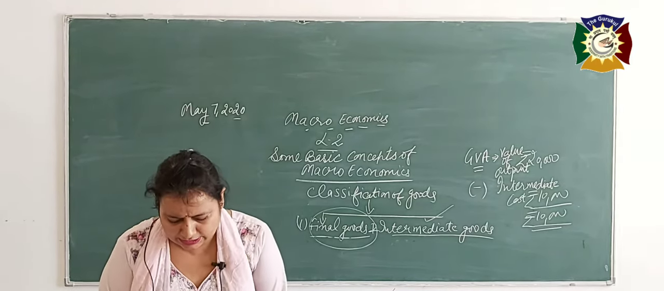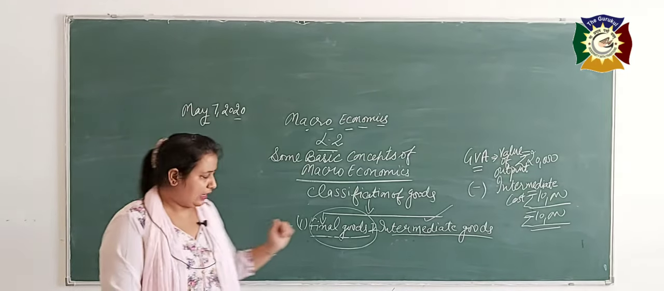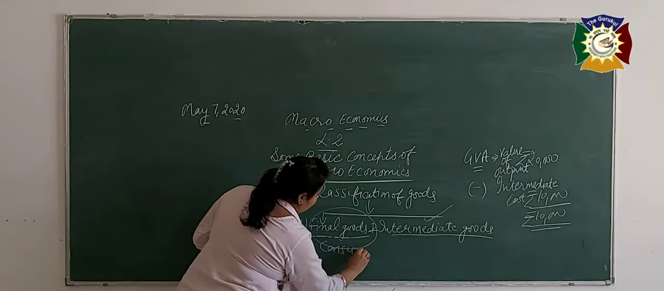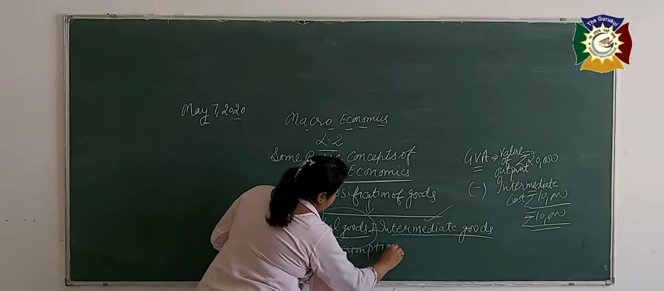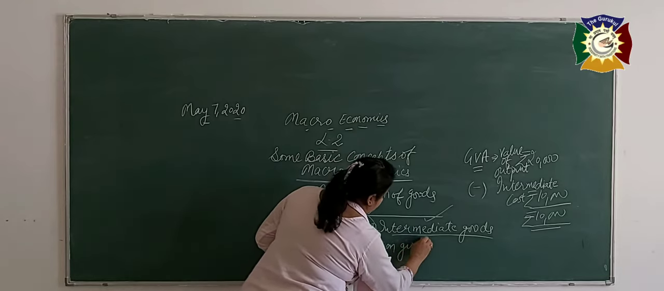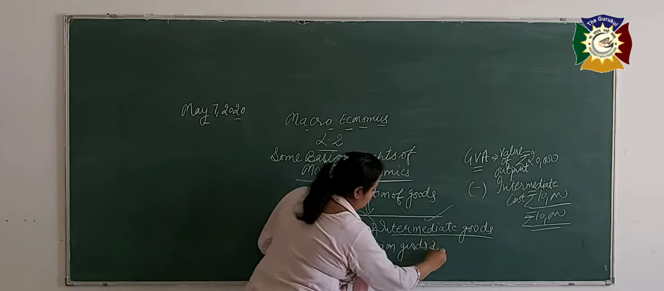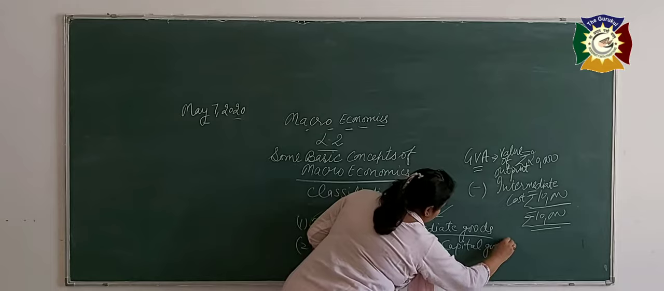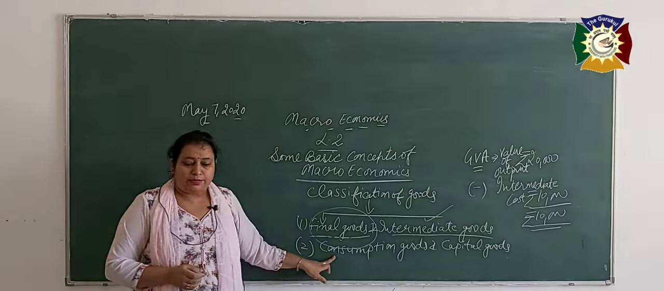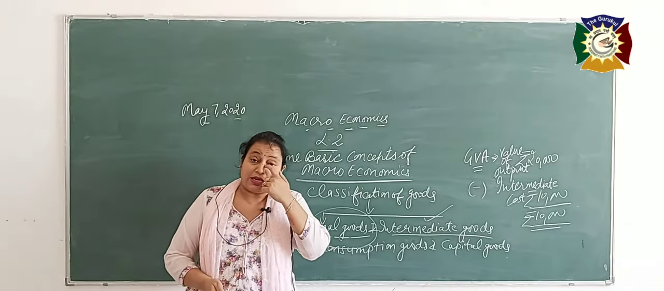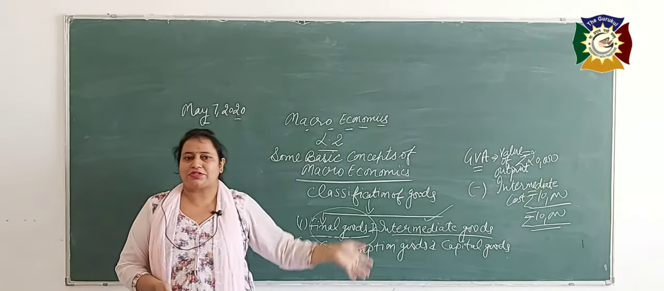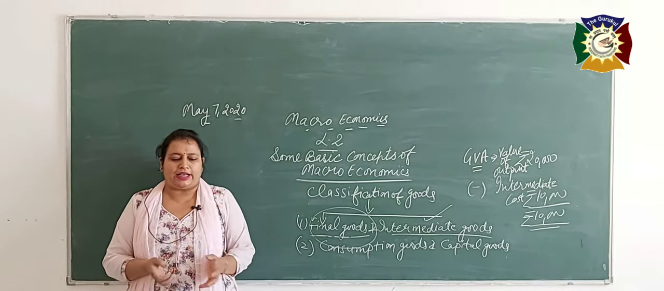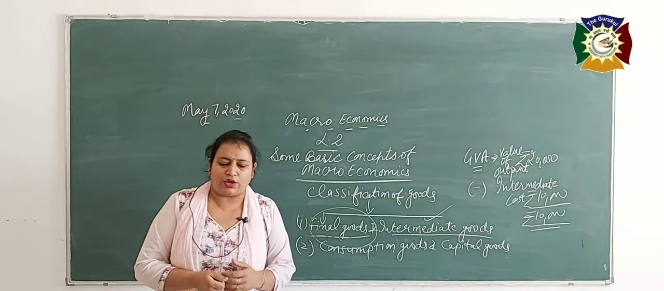The next topic is consumption goods and capital goods. Now what are these consumption goods and what are capital goods? Now, I am telling you about the consumption goods. Since its name itself is consumption, consumption is a process which is done by the consumer. So consumer goods are those goods which are directly used for the satisfaction of human wants.